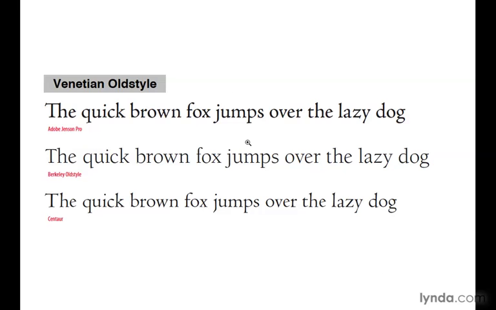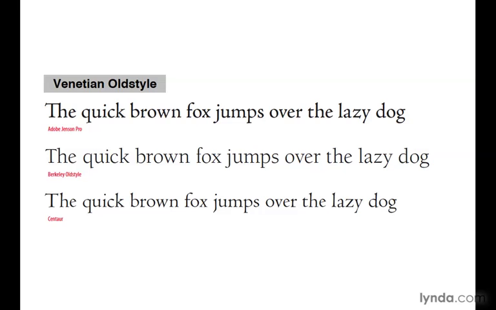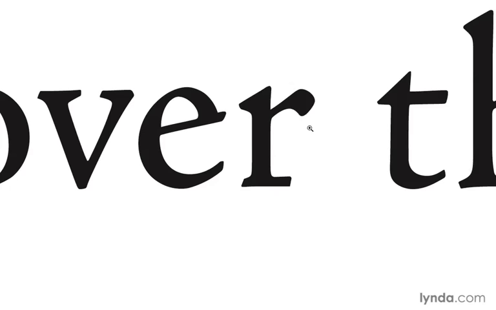If we just zoom in on an example, what these have in common is a diagonal stress. If we were to draw a line from the thin part of the letter through to the thin part of the letter down here, we would have a diagonal. What makes them humanistic is that they replicate the angle of a calligraphic pen. What distinguishes the Venetian old styles from the Gerolde old styles, which we'll be looking at next, is that the horizontal crossbar on the E is also diagonal.